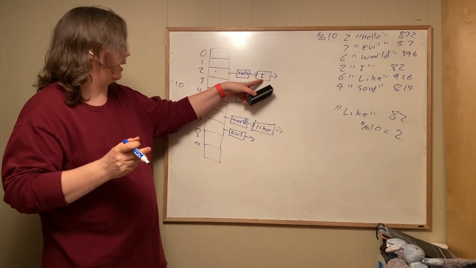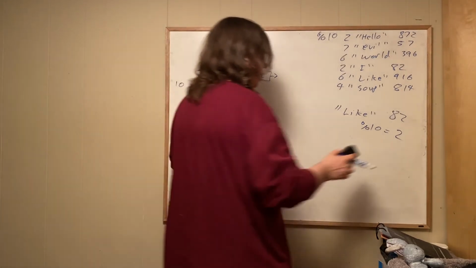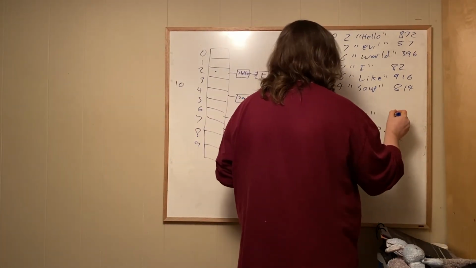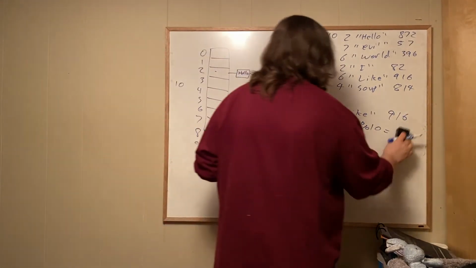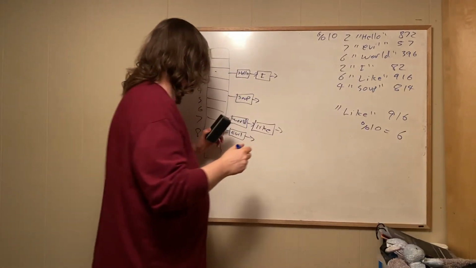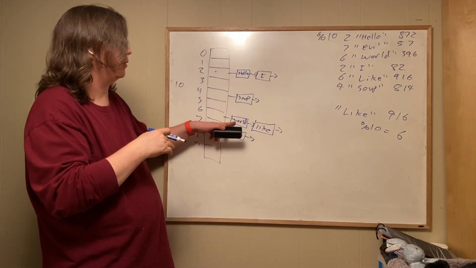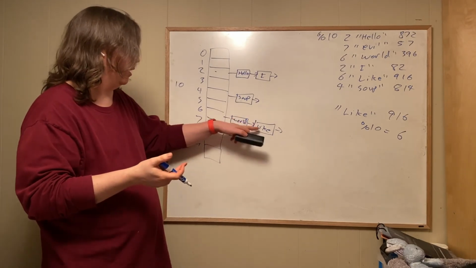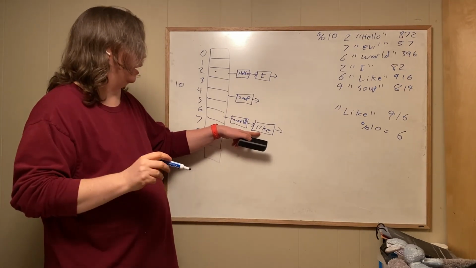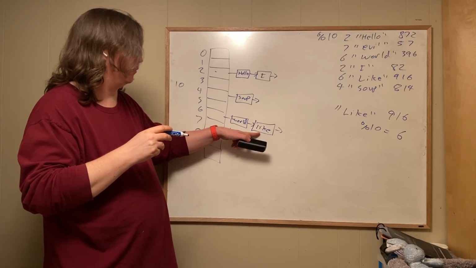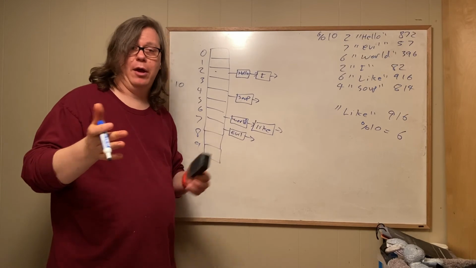So we move on. We get the hash code for, did I do? Sorry, I screwed up twice. Wow. It's 916. That's when I wish I could go back and edit my video. 916, which gives us 6. So we're in 6. We look at world. We hash world. It's 396, which is not 916. We move to the next one. Now that's a way we could do it. I'll show you another way after. We hash to 916 for like. Like is also 916. That does not mean they're the same.